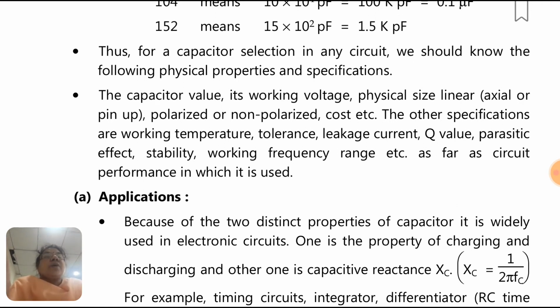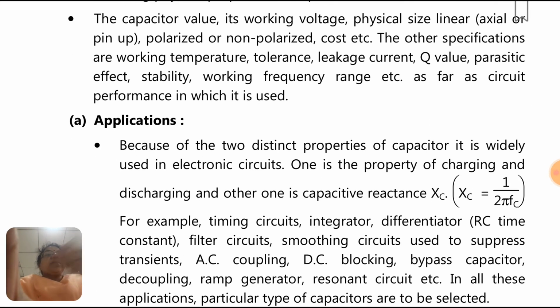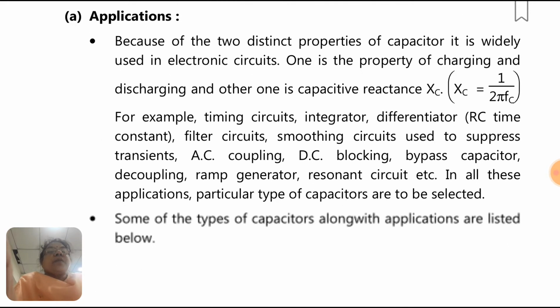Thus, for capacitor selection in any circuit, we should know the following physical properties: the capacitor value, its working voltage, physical size, linear, polarized or non-polarized, and cost. The other specifications are working temperature, tolerance, and leakage current. Okay. Now what are the applications?